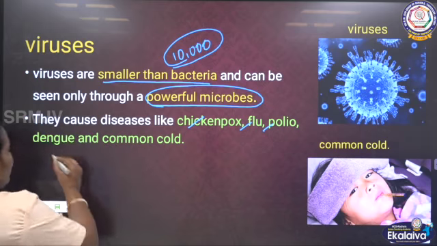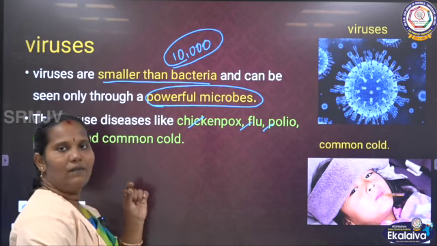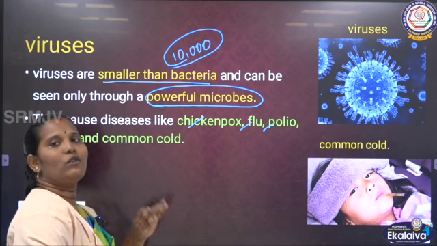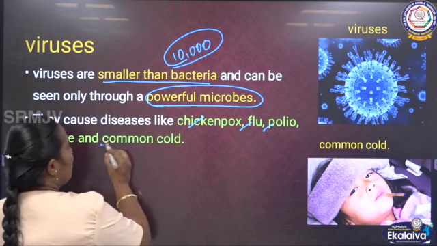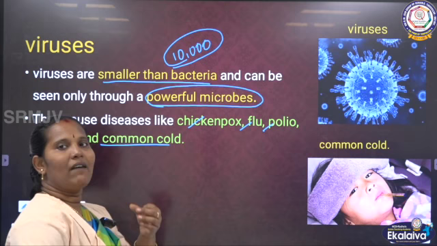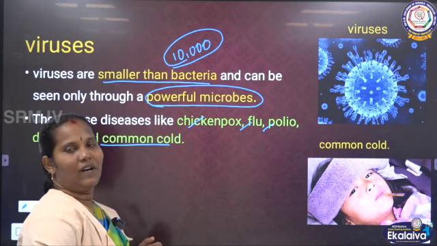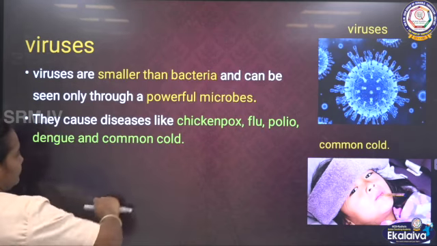And then dengue. Dengue fever is caused by a virus, but it is transferred through mosquitoes. Next is the common cold. Common cold means we have a running nose. Often we get a running nose. This is also a virus disease. So these are viruses.